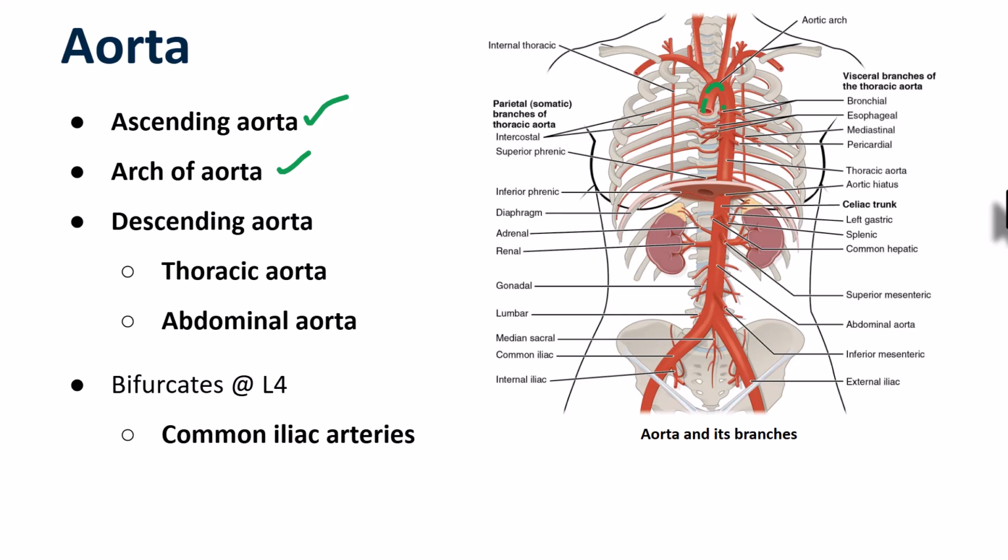And then the largest portion is the descending aorta, which has a thoracic part, which is superior to the diaphragm, and an abdominal part, which is inferior to the diaphragm. That abdominal part is going to bifurcate around the fourth lumbar vertebra into the common iliac arteries.